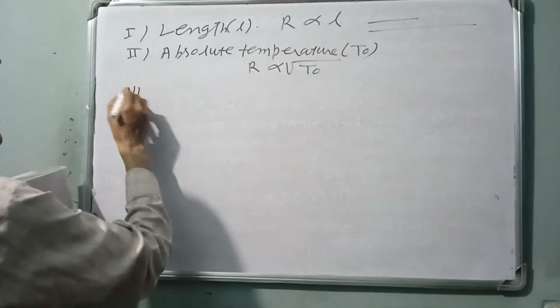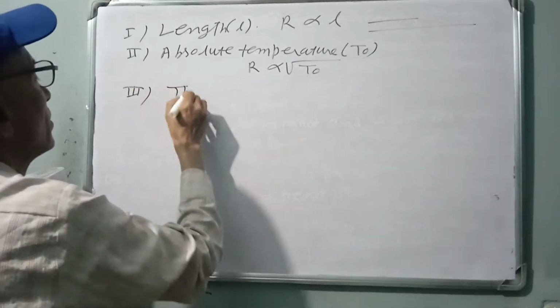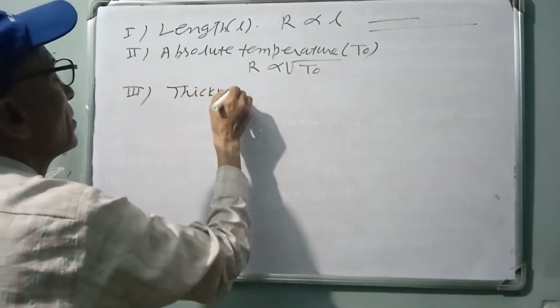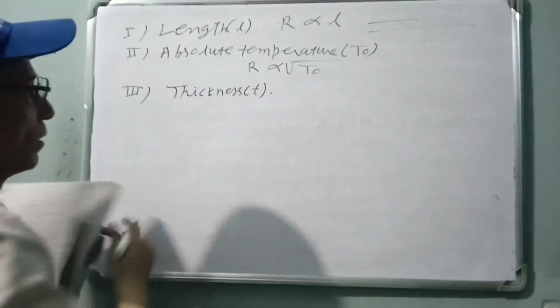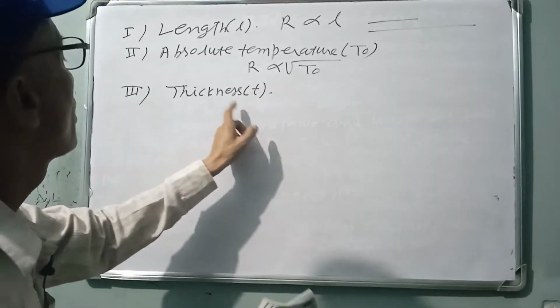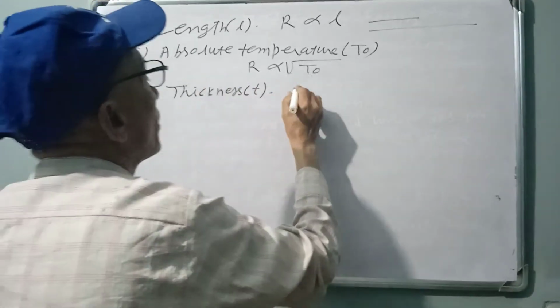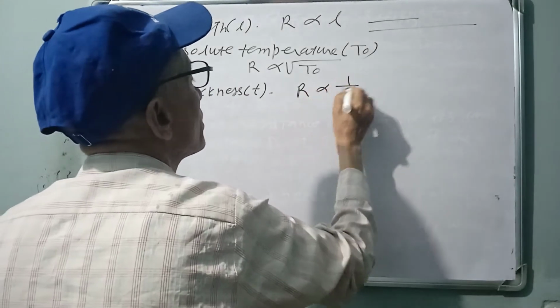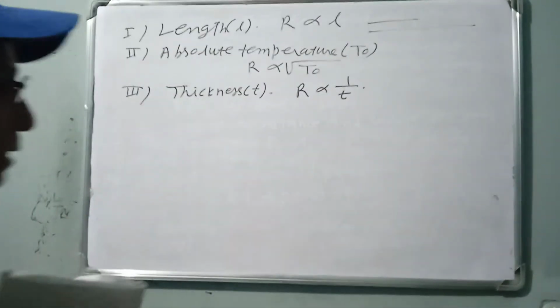Another, not in the book, thickness, small t, capital T, small t, thickness. See, resistance is inversely proportional to thickness.